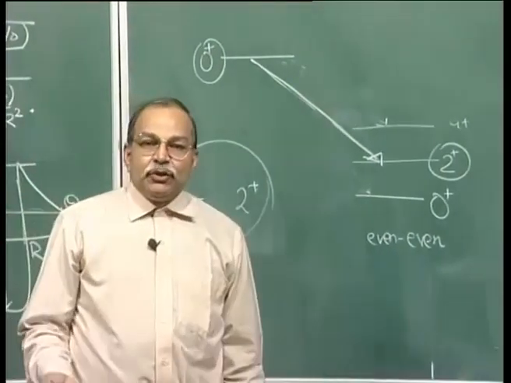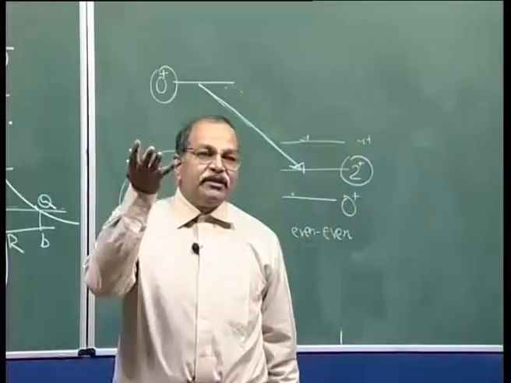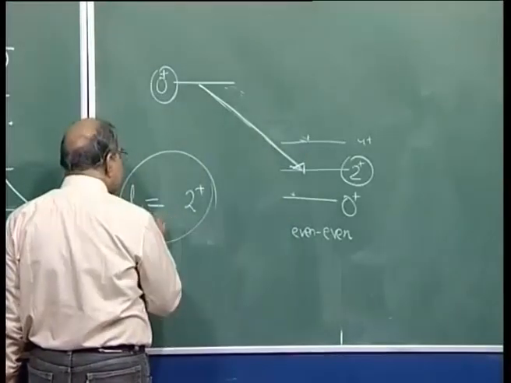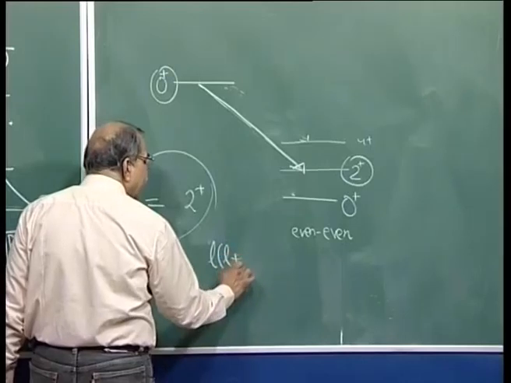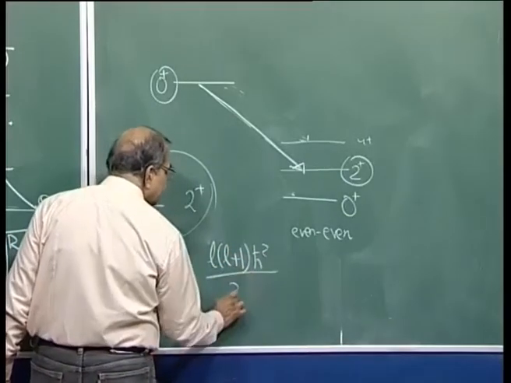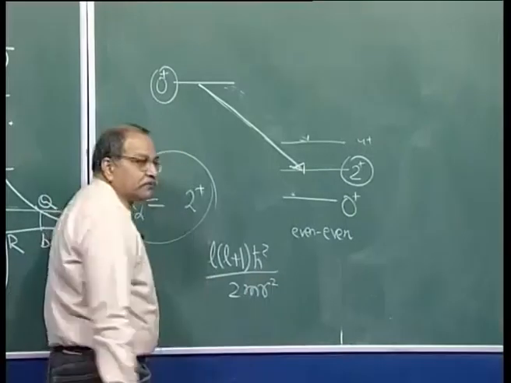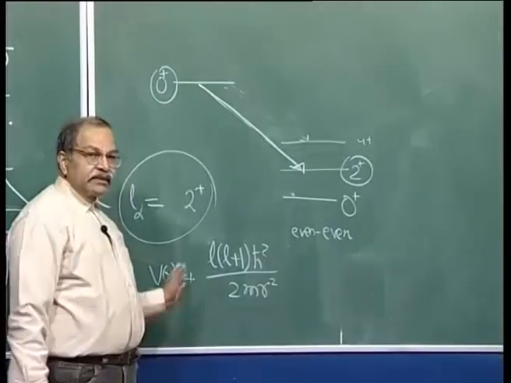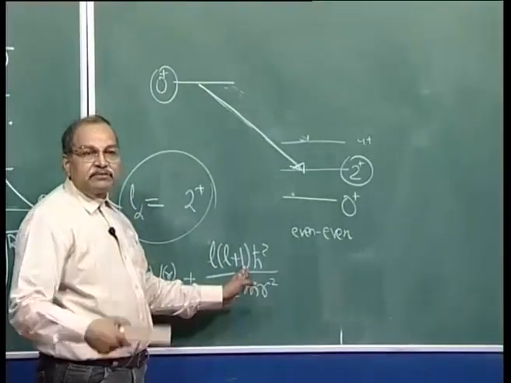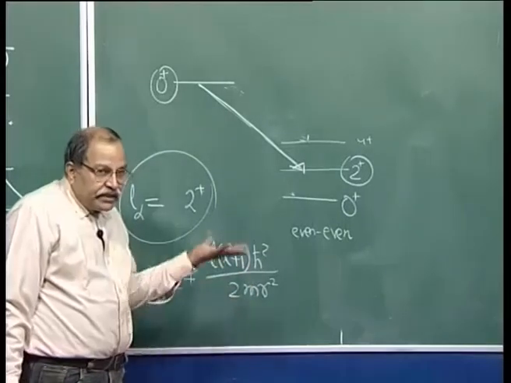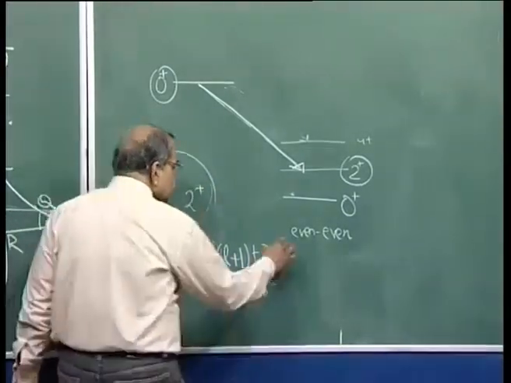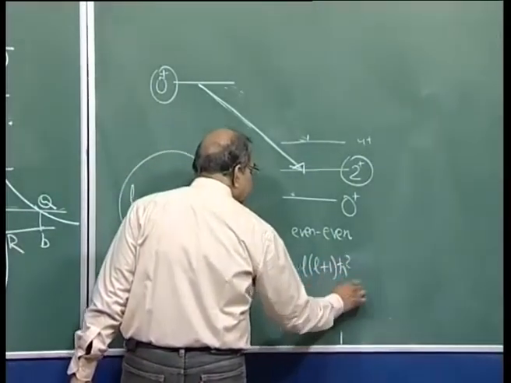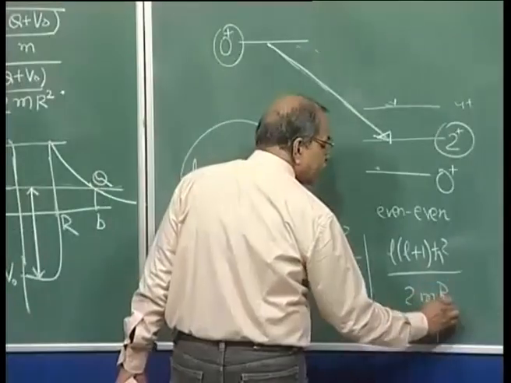The effect is to raise this potential barrier by some amount, because if you remember, if you have some potential and L, because of L you have to add L into L plus 1, h cross square by 2 m r square, to the potential. This is the effective potential. If the potential is V of r, then this is the effective potential for that radial equation. So, this potential is raised, the barrier is also raised, and the barrier is raised by the amount L into L plus 1, h cross square by 2 m capital R square.